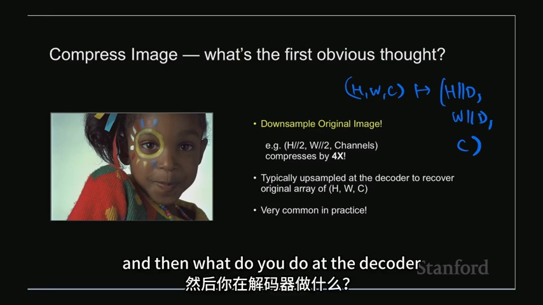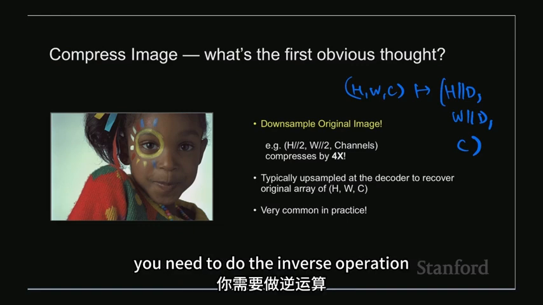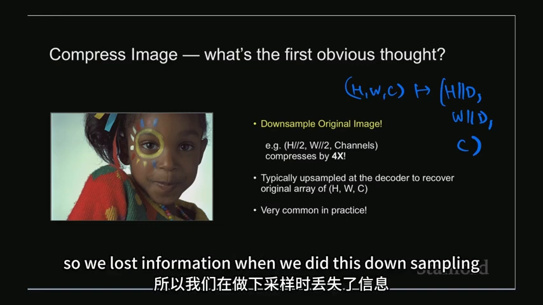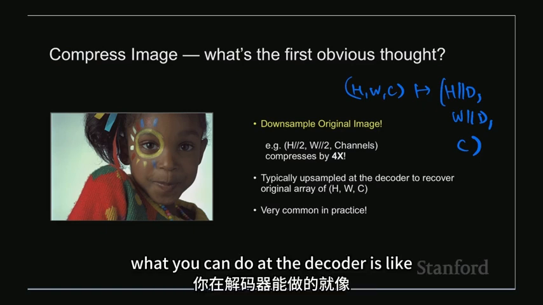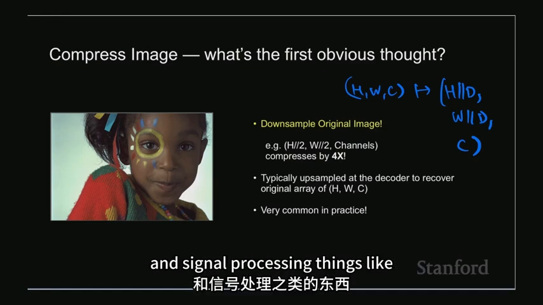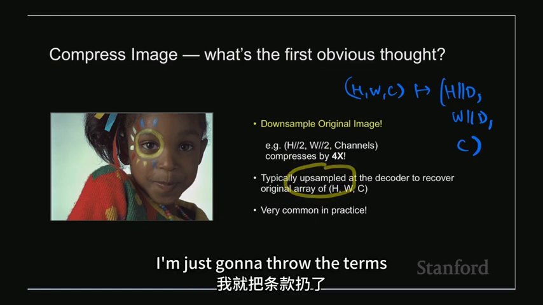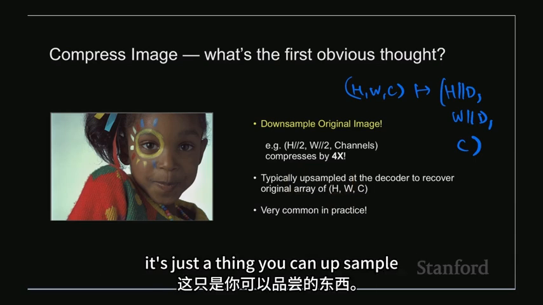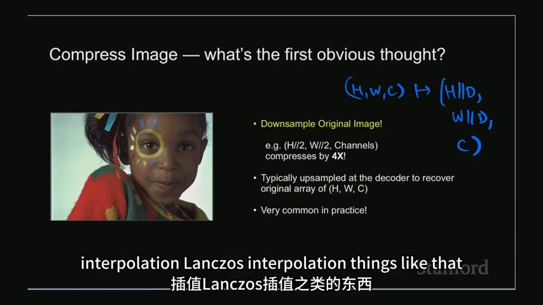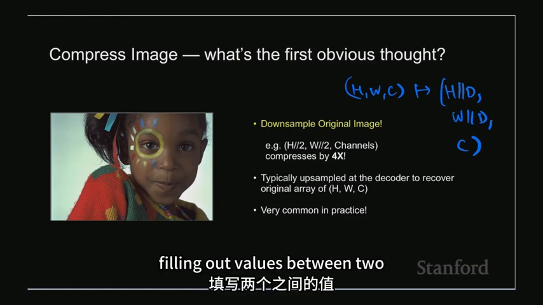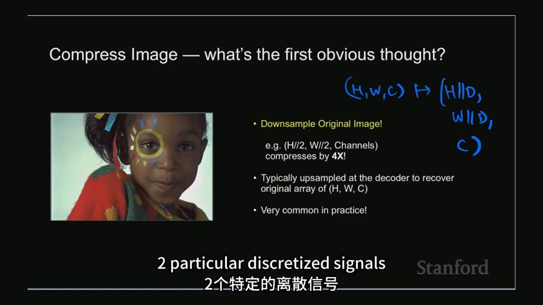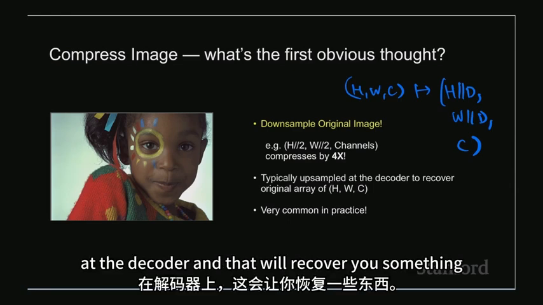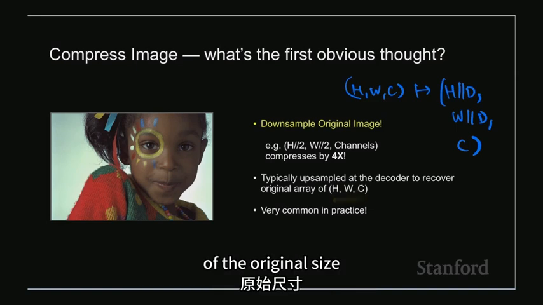And then what do you do at the decoder? You need to do the inverse operation. This is lossy compression, so we lost information when we did this downsampling. At the decoder, if you know about upsampling techniques in signal processing, things like, I'm just going to throw out the terms, it's okay if you don't know, you can upsample. You can do, say, bicubic interpolation or Lanczos interpolation, which is just filling in values between two particular discretized signals. You can do that at the decoder, and that will recover something of the original size.